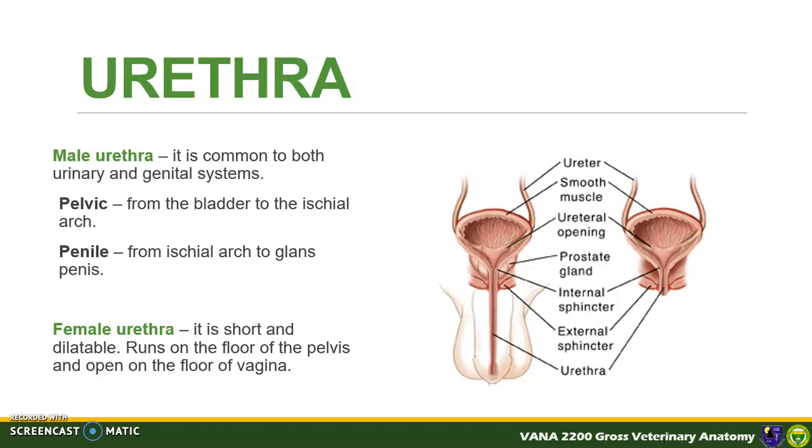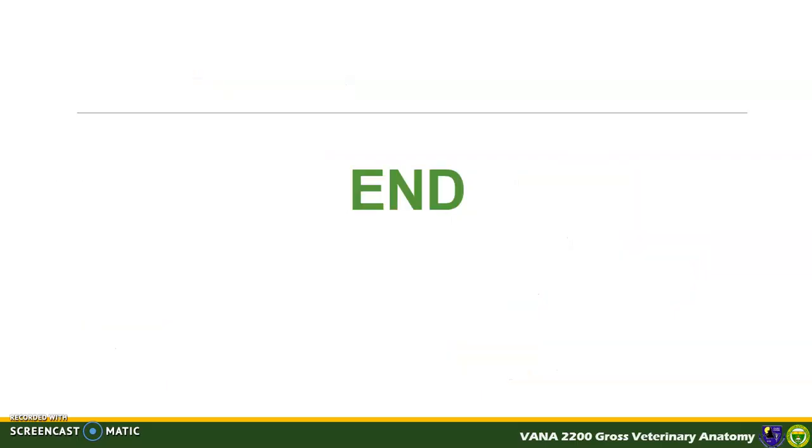The female urethra, on the other hand, is short and dilatable. It runs on the floor of the pelvis and opens on the floor of the vagina. And that ends our discussion on the urinary system. As a recap, the urine is formed at the kidneys, and the other parts of the system is for the transport and storage of the urine.